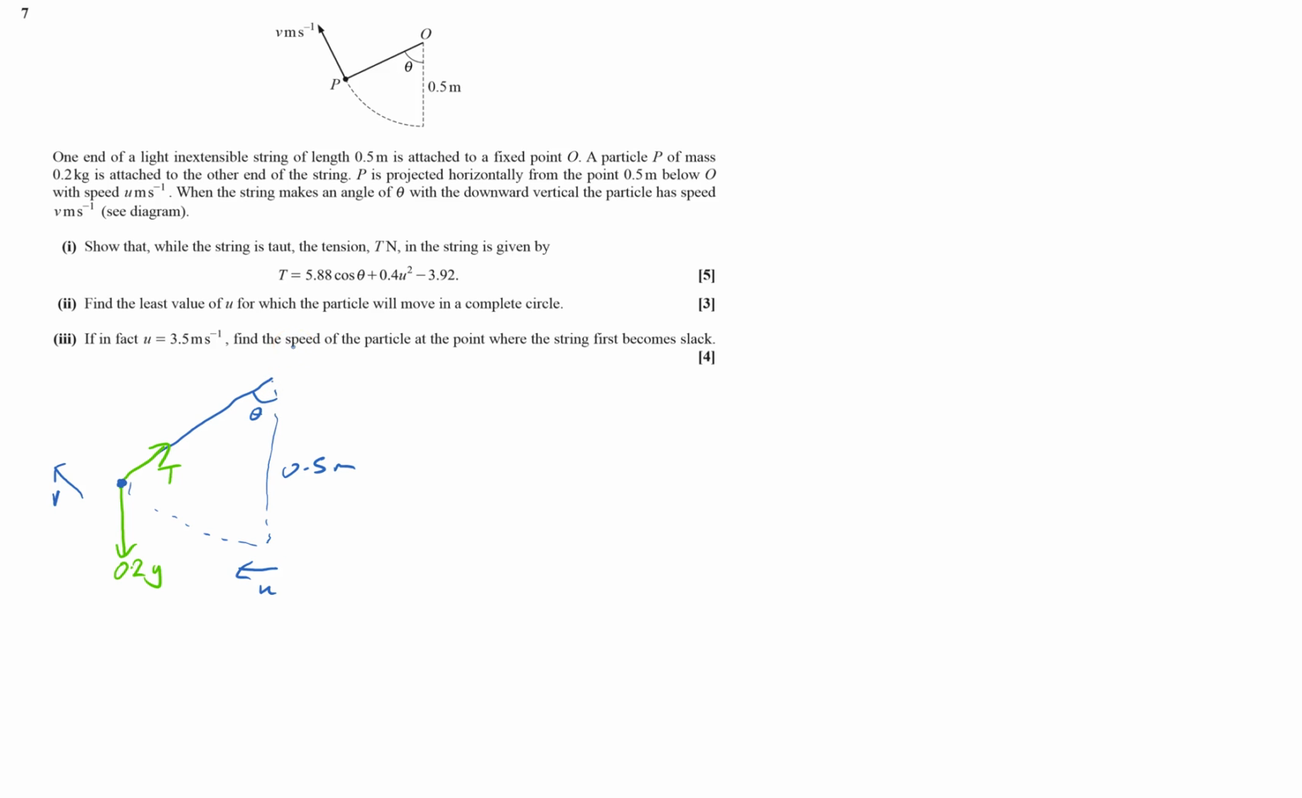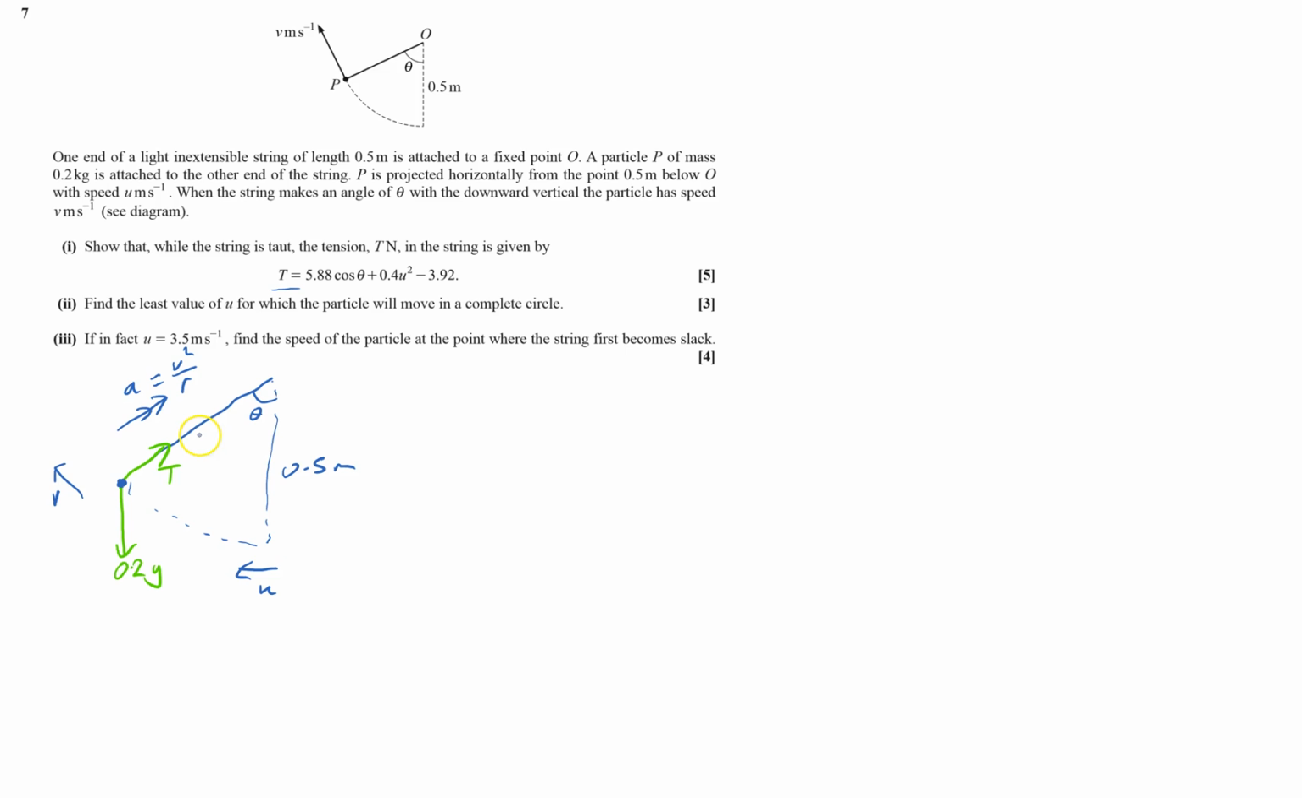And I need an acceleration going inwards. Acceleration equals r omega squared, or v squared over r. I'm going to leave it at that one because that's the one I'm going to be using, because this can be to do with energy. But show that when a string is taut, the tension is given by this. So T equals, well, I'm going to do that.